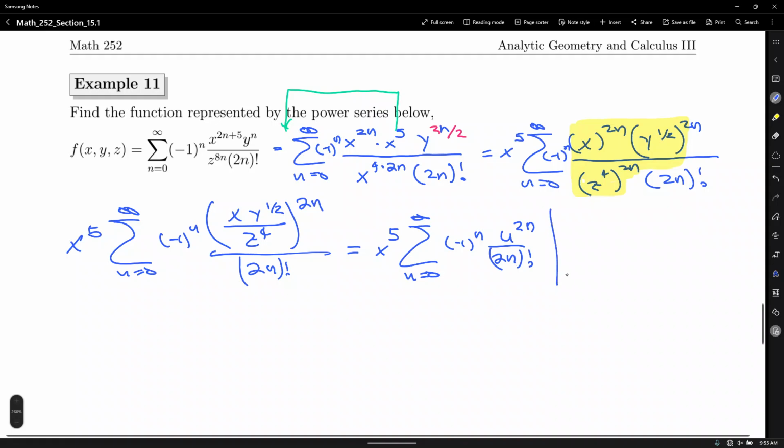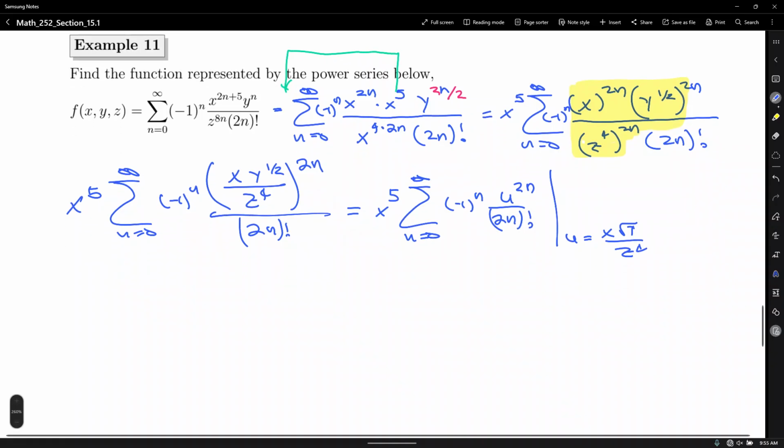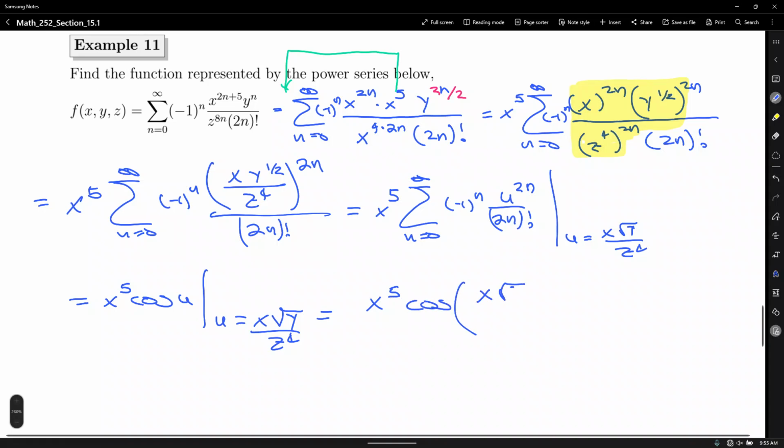But this u is x times y to the 1/2. Isn't that really the root of y over z to the 4th? And let's express this sum, this infinite series, as the cosine function. X to the 5th, cosine of u, where u equals x times the root of y over z to the 4th. And simply go back and substitute: x to the 5th, cosine of x root of y over z to the 4th. And that is the function represented by the series.